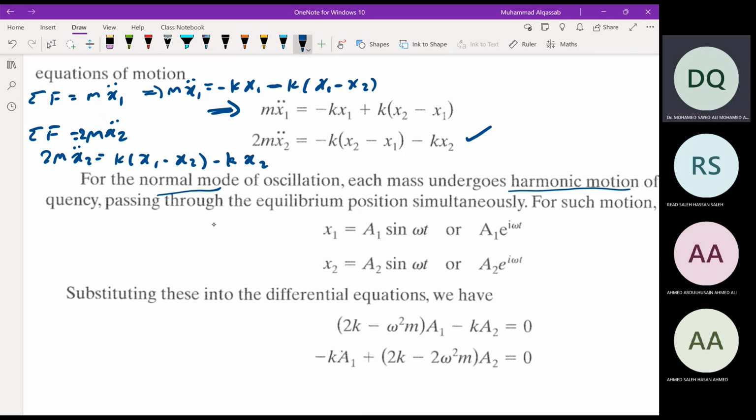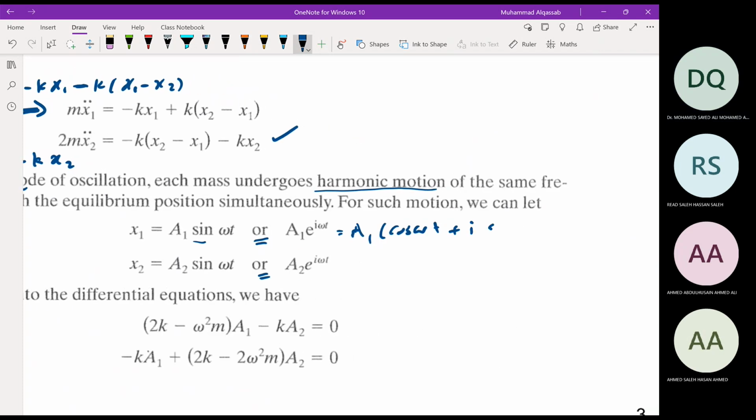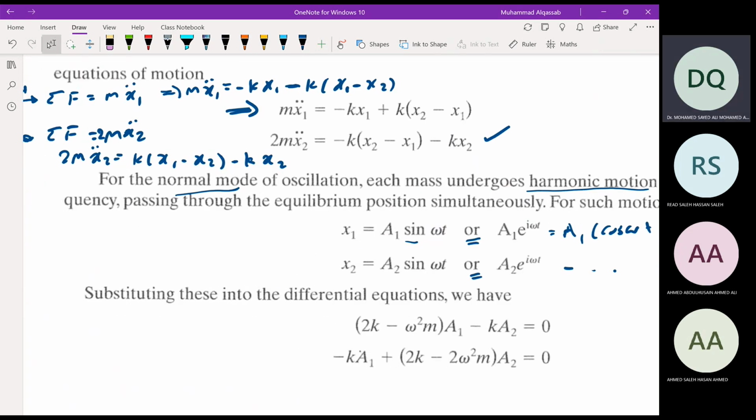Okay, so this is the procedure we did before. You can use sine or cosine, or as mentioned here, you can use the complex form, which includes sine and cosine. So this is A1 cosine omega t plus i sine omega t. The same thing here. Since we are familiar with using sine terms, we will continue with the sine terms.